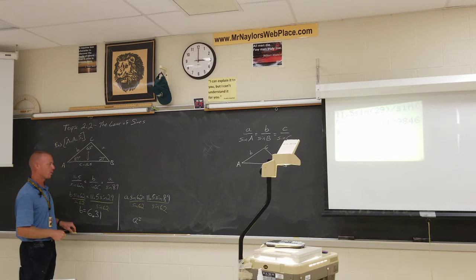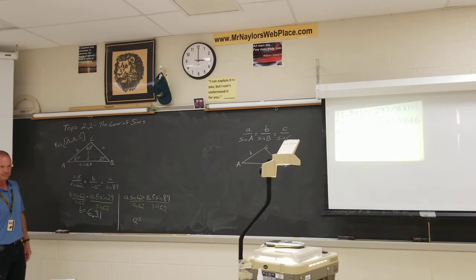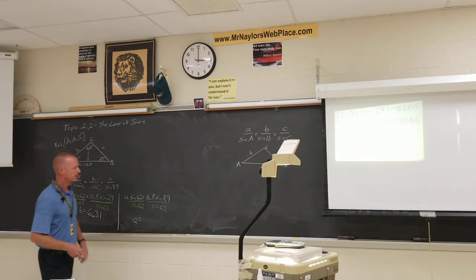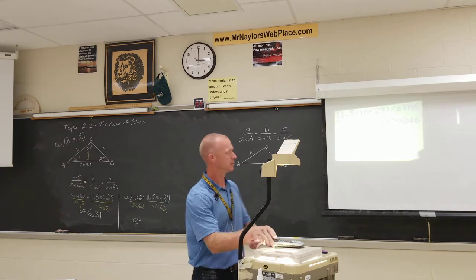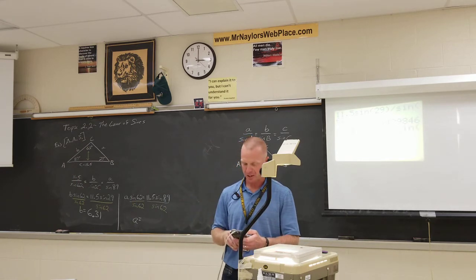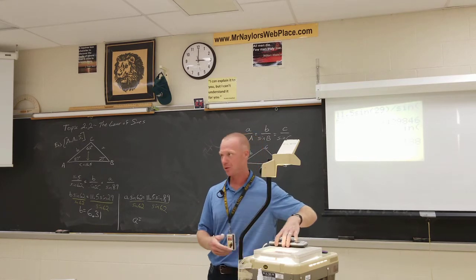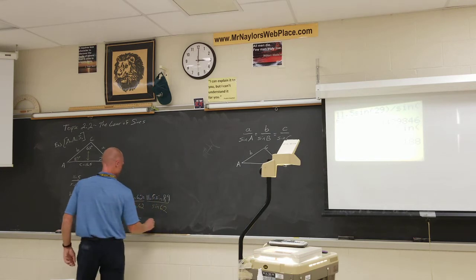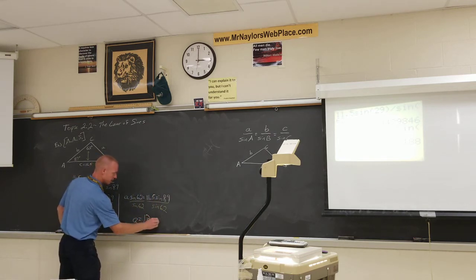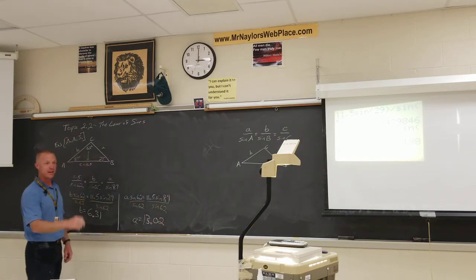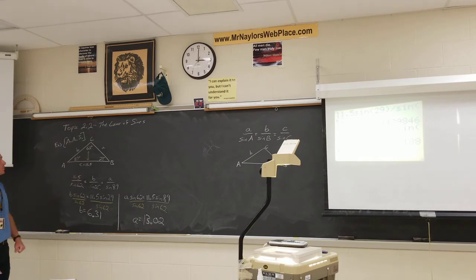Okay, you're just solving a proportion. Cross multiply, check it out. Only one thing really changes here. We're going to do the sine of 89, and you get about 13.02. And you just solved that triangle. Remember, we're trying to solve triangles, so we found all the sides and all the angles.